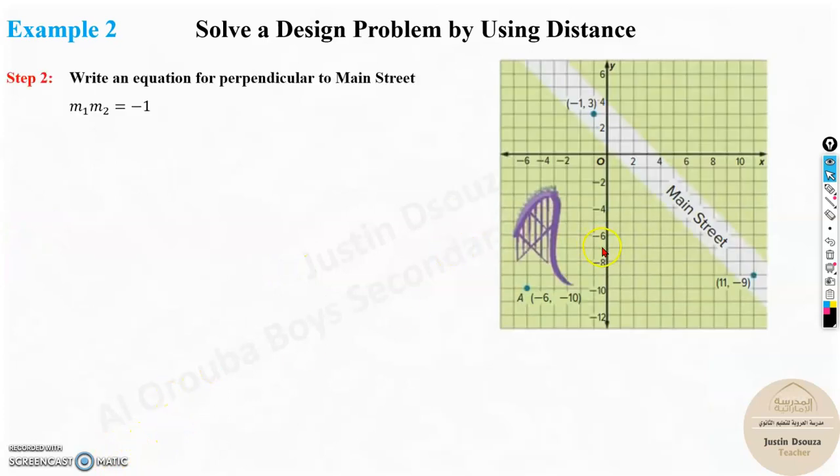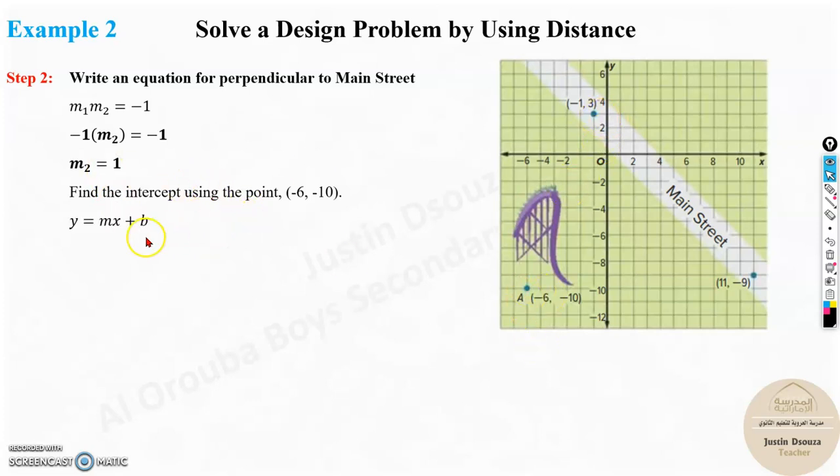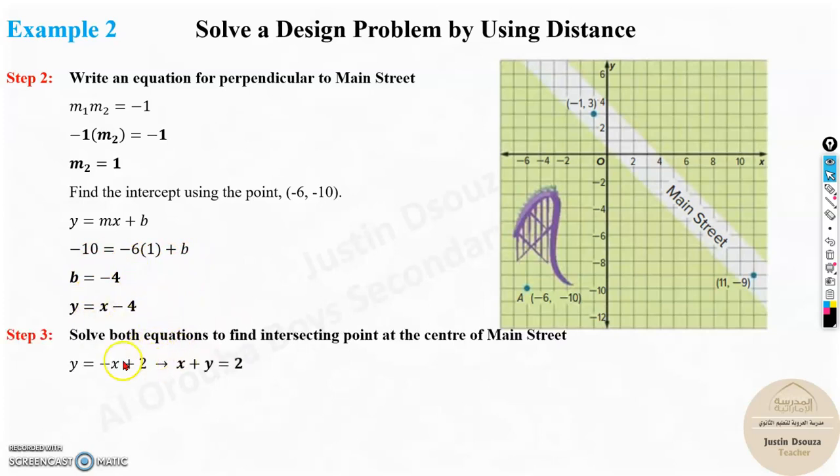Now, next would be to find the slope of the perpendicular line. We know that for perpendicular lines, when you multiply the slopes, it must be minus 1. So all you need to do is multiply them and get the answer. You will get 1 because the negative cancels. What next? Very simple. Use the point of intersection over here to find the b value, the intercept. Same way, just like what we have done. Now substitute over here, solve it and get the answer for the y-intercept. Write the equation. We have both the equations.